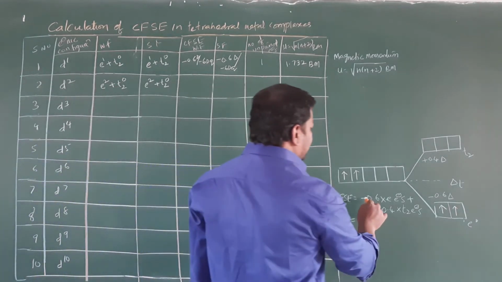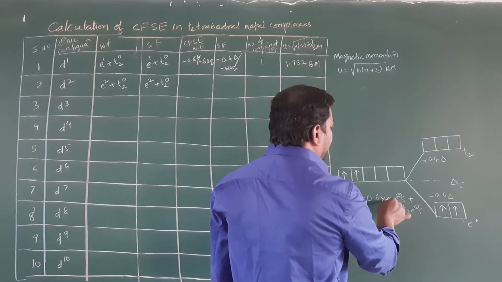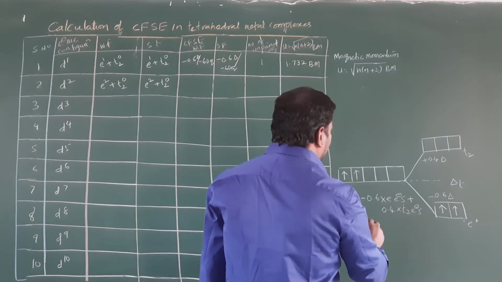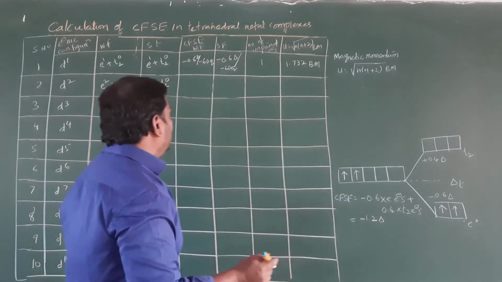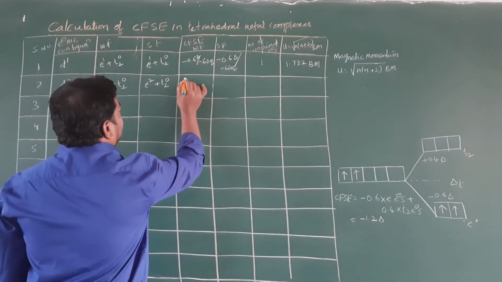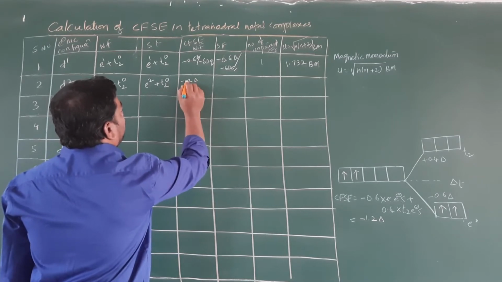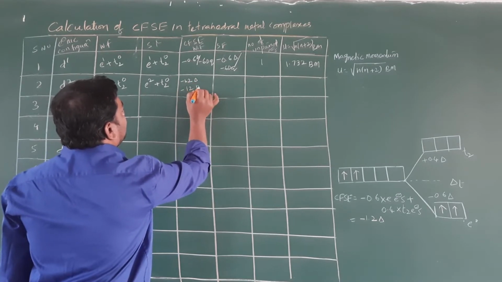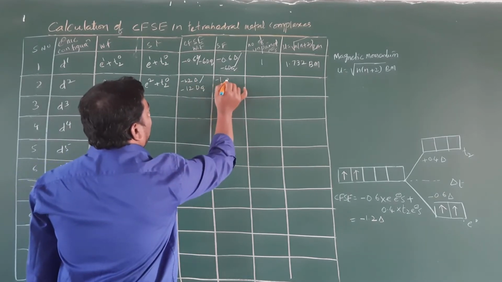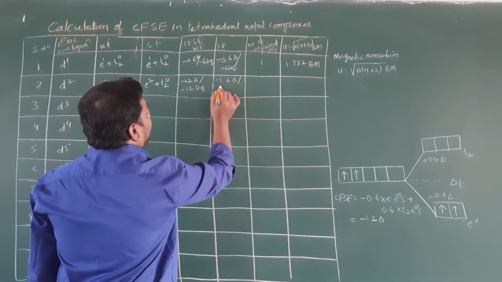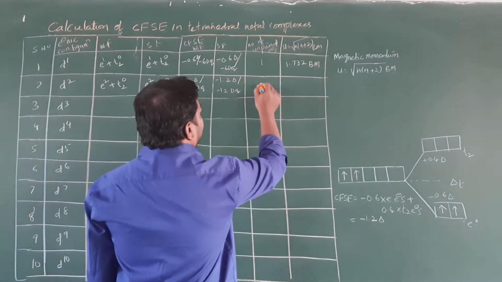So 2 electrons means minus 0.6 into 2, which is minus 1.2 delta. I will write here minus 1.2 delta or minus 12 Dq. Clear? Here also, minus 1.2 delta or minus 12 Dq. Clear, students? Right. The number of unpaired electrons is 2.